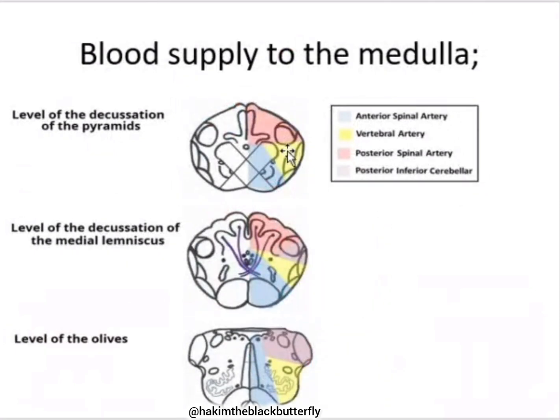So here we are talking about the different regions where the different blood vessels supply when you make a cross-section at the level of the decussation of pyramids, at the level of the decussation of the medial lemniscus, and the level of the olives. The different colors indicate the different blood vessels which supply the inner aspect of the medulla oblongata.